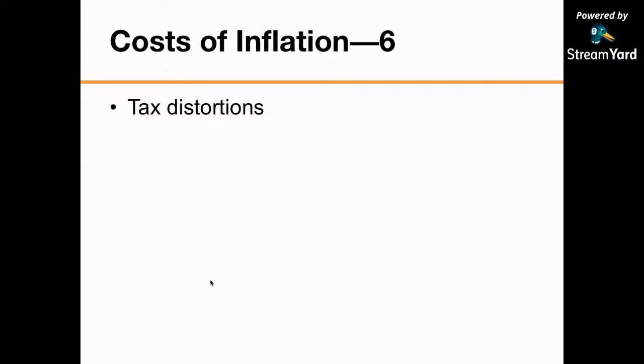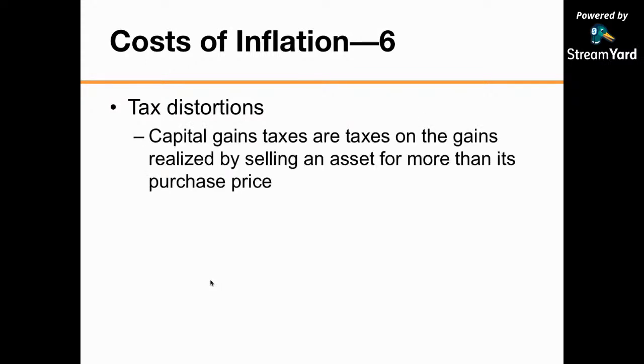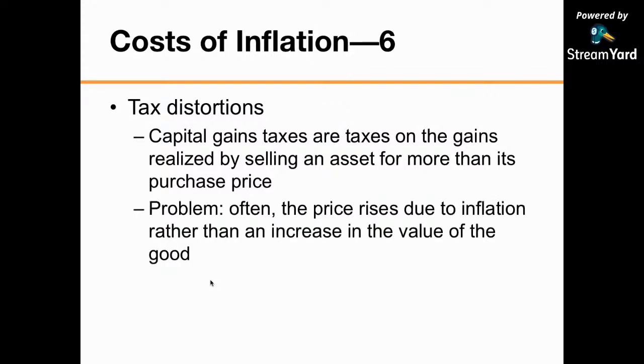Tax distortions are another thing. Capital gains taxes are taxes on the gains that are realized by selling an asset for more than the original purchase price. The problem here is that often the price rises because of inflation, not because the good that you're selling is suddenly worth more than it was a couple years ago. So think about that. If you bought a machine and somehow you're able to sell that machine for more than what it's typically worth at the time, that increase in the price is really only because of inflation, but you're still going to have to pay some capital gains tax. So that can cause some distortions there.